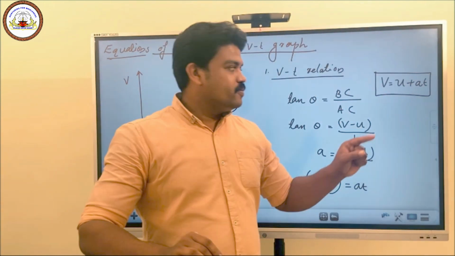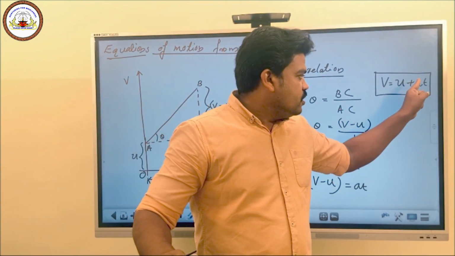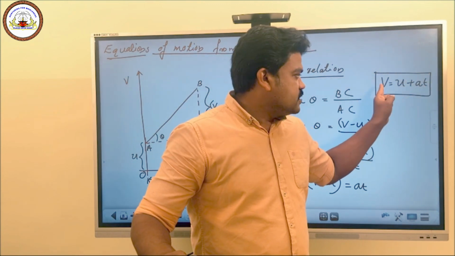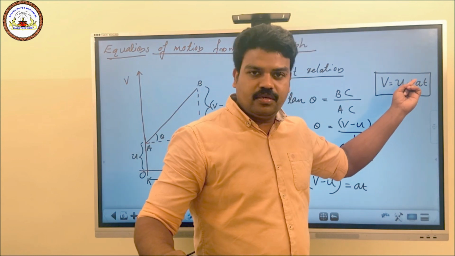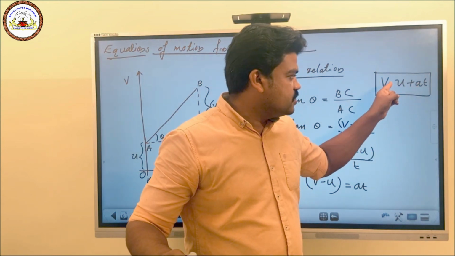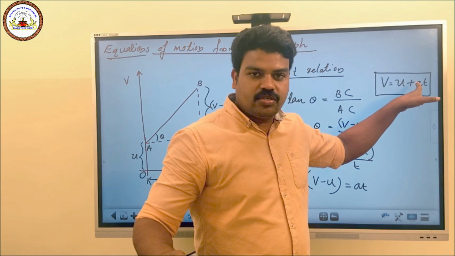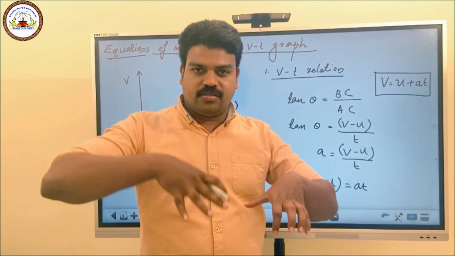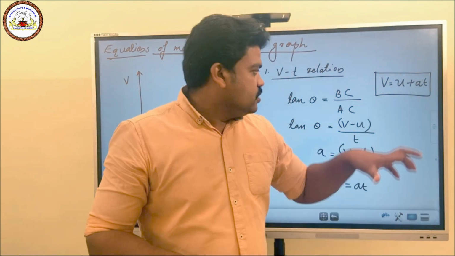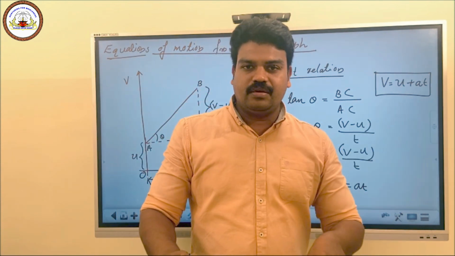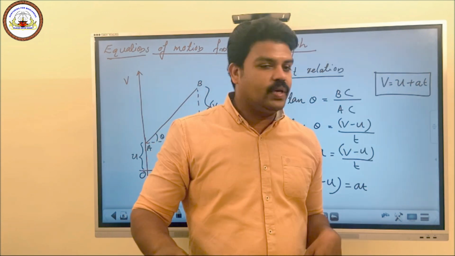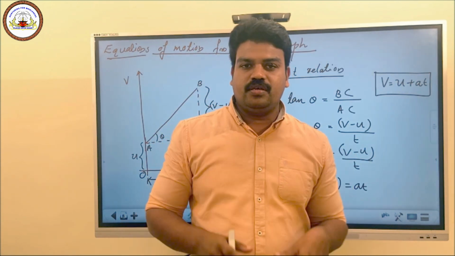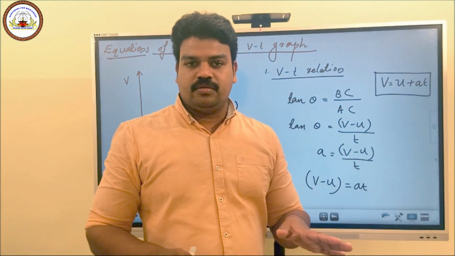If the object is moving with an initial velocity U and after a time t it has a final velocity V, then V is equal to U plus AT. If the object is starting from rest, then U can be taken as 0, and we can rewrite the equation as V is equal to AT. If it has an initial velocity U, the equation is V is equal to U plus AT. This relation is the velocity-time relation.